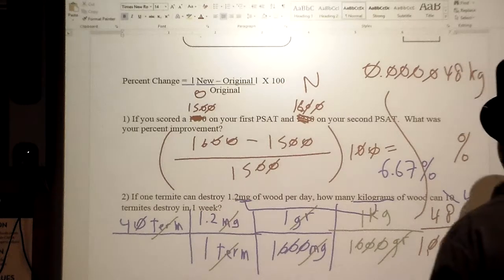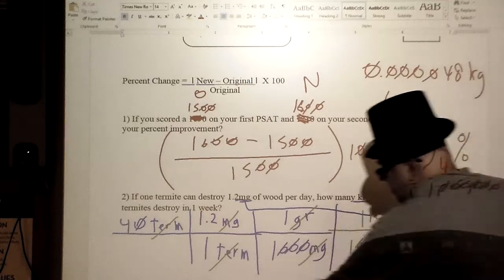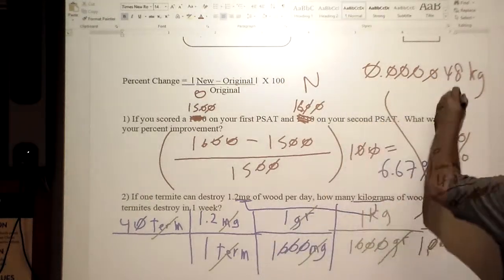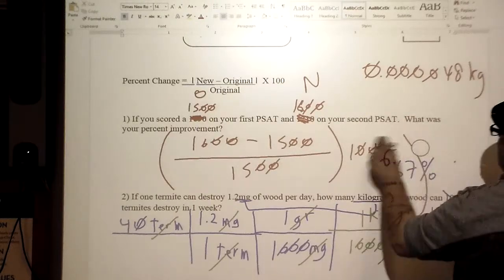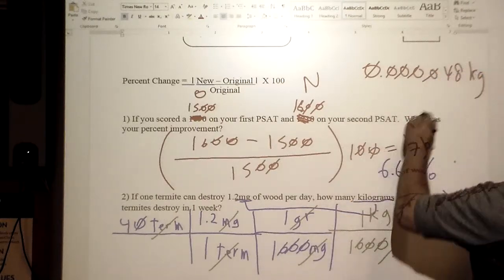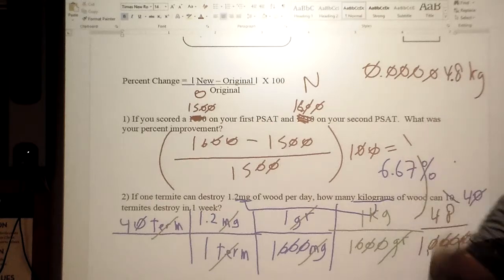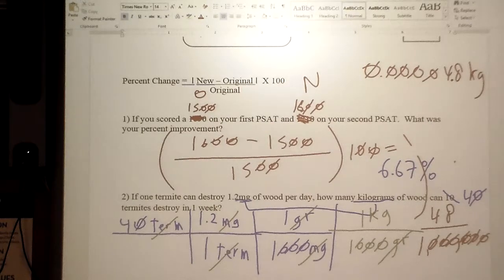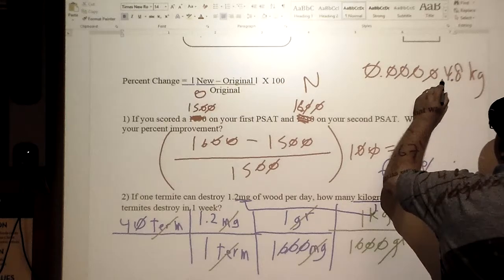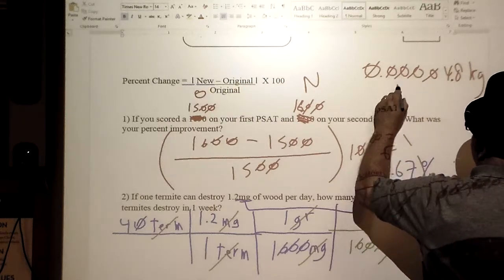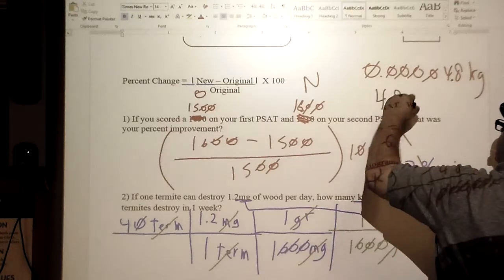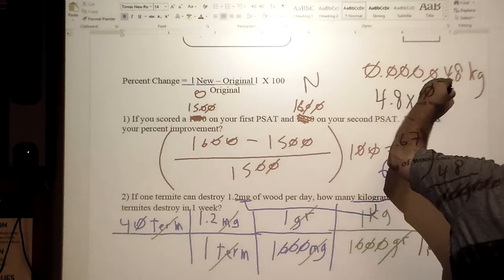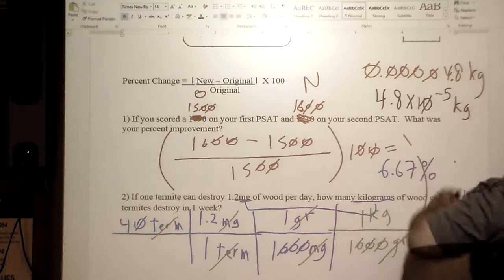Now, we can change this to scientific notation while we're at it. How do we do that? Well, this is going to be a small number. When you put something in scientific notation, we can take this and put the decimal over here, 4.8, because that's the right way to do it. You notice it goes 1, 2, 3, 4, 5 decimal places to the left. So it's going to be 4.8 times 10 to the minus 5th kilograms.